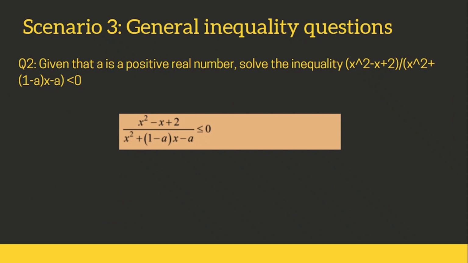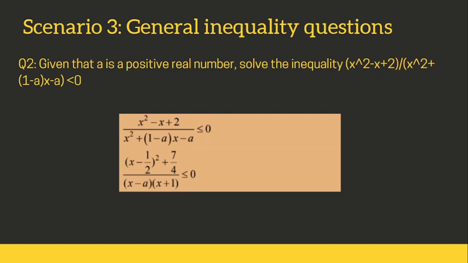And so, given that a is a positive real number, solve this inequality. You know, this is similar to the tip I showed in the last tip. So when you solve it, you try and make it such that you can find one side which is definitely positive or definitely negative. So in these kind of questions, you can try and complete the square. So what I mean by complete the square is that you try and get an all square portion, which in this case is your x minus half all square plus 7 over 4.